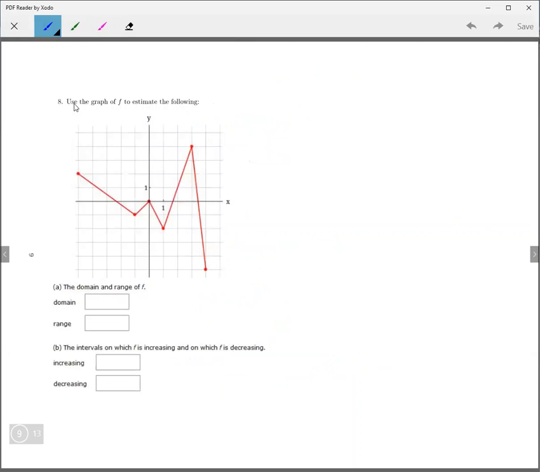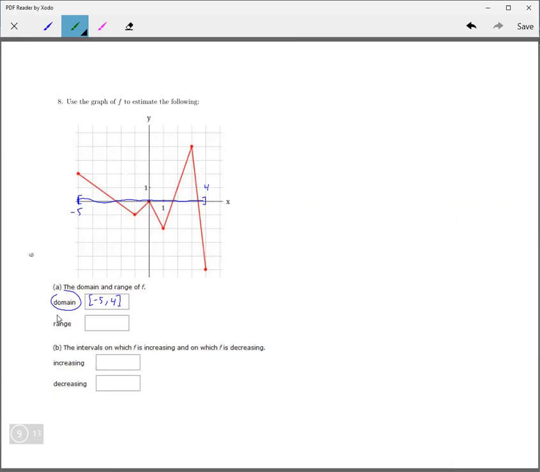Number 8. Use the graph of f to estimate the following. So the domain. Again, the domain is a set of x values, and it starts right there, and it ends over here. So the domain is everything in between, and that looks like -5, and that looks like 4. So -5 to 4, including the endpoints.